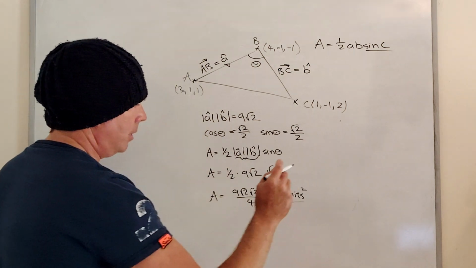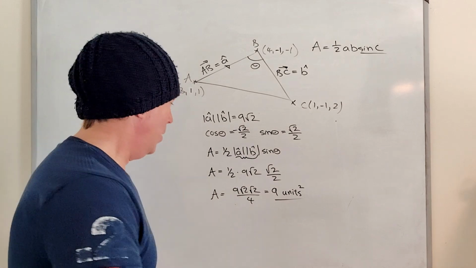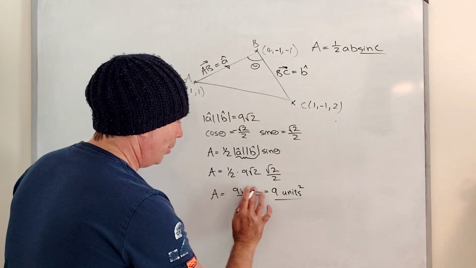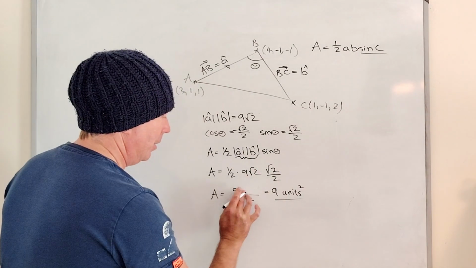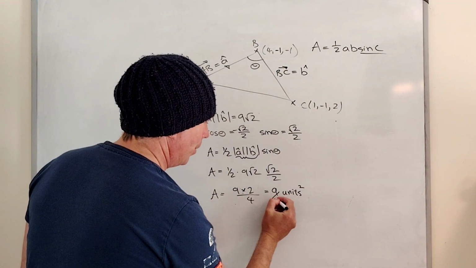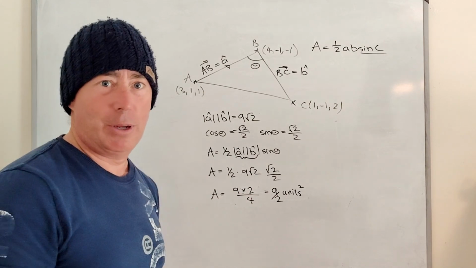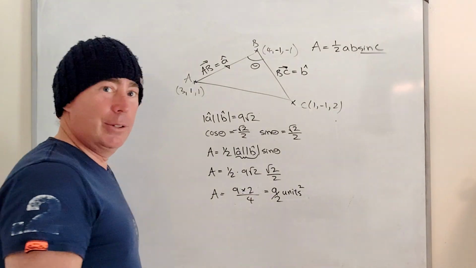So a really nice, elegant problem. Whoops, root 2 times root 2 is in fact 2, not 4. So that becomes 9 over 2 square units. I thought I'd leave that in there because I've seen that loads of times. I do it myself, clearly. Okay, so now we're done.